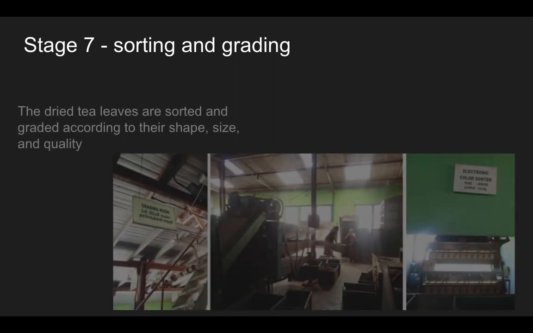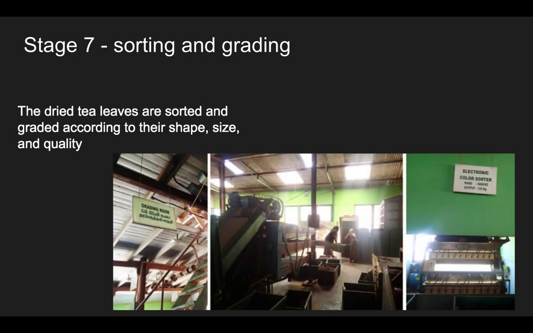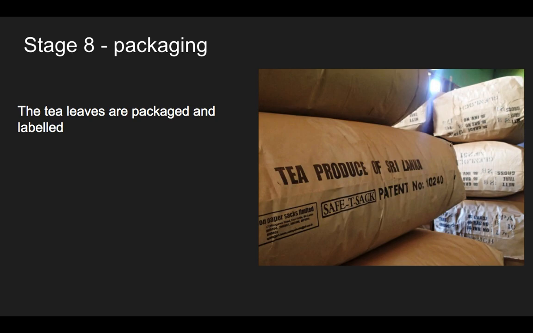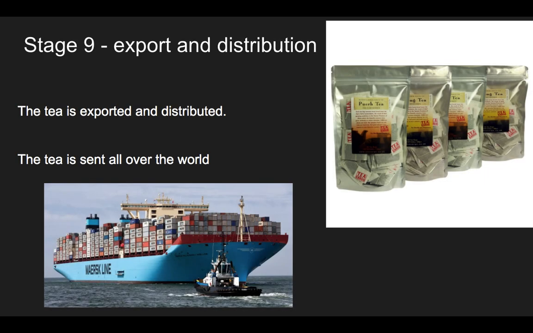Stage 7. The dried tea leaves are sorted and graded according to their shape, their size, and their quality. The tea leaves are packaged and labelled, so they are put into packages and they are labelled. Stage 9. The tea is exported and distributed. The tea is sent all over the world to many different countries.